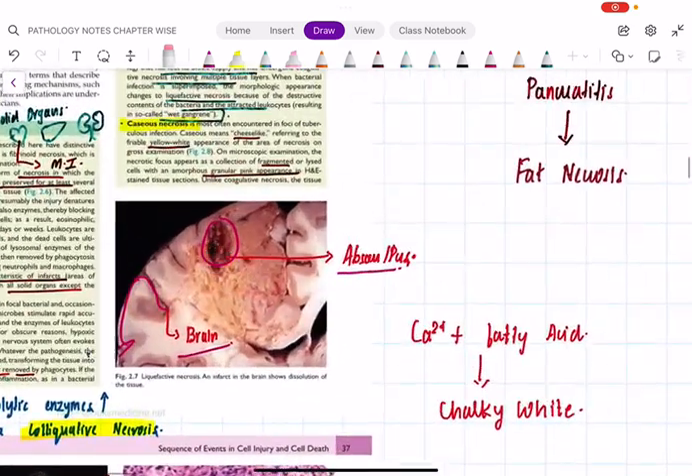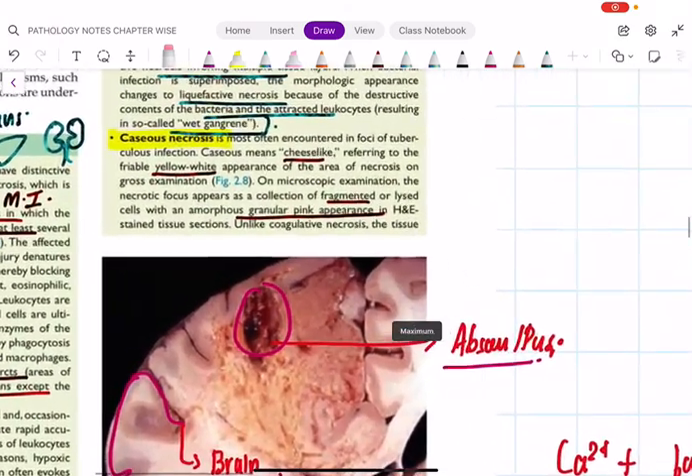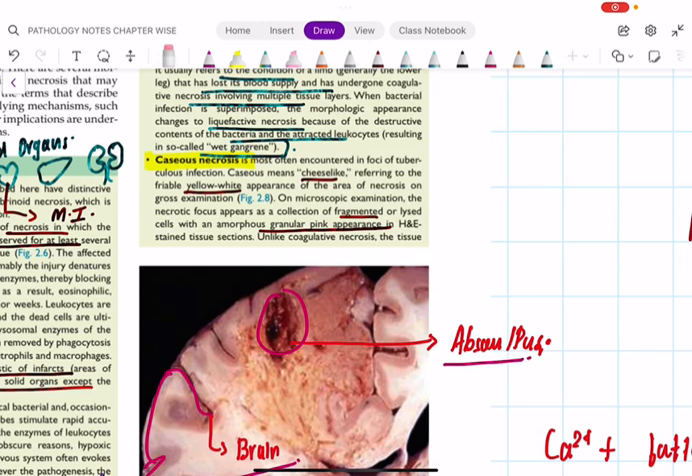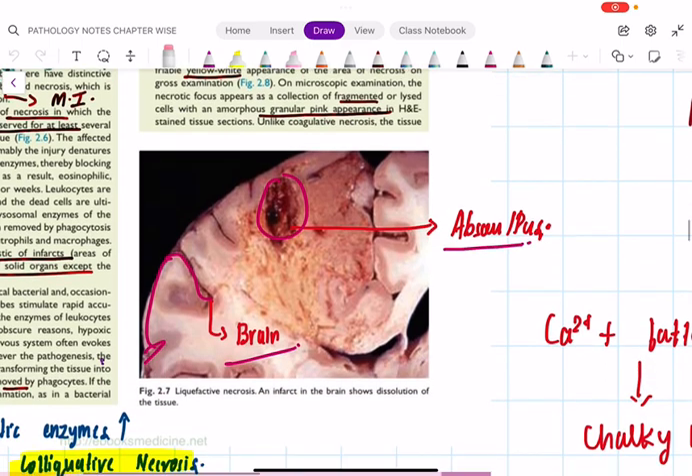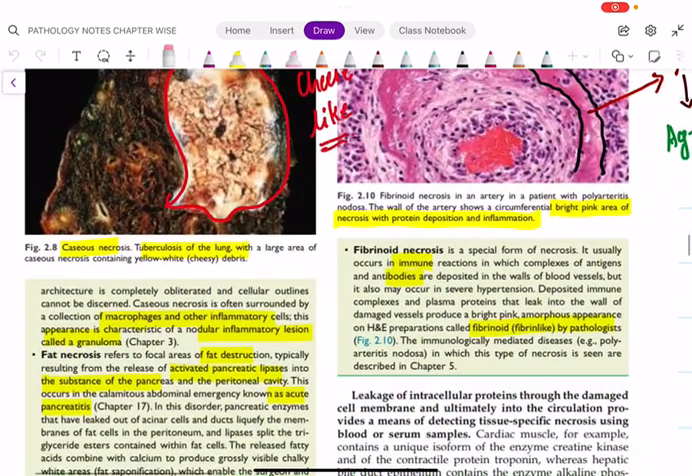Then coming to caseous necrosis. Caseous means cheese-like, or the yellow-white appearance on gross examination. Gross means what we are seeing with our naked eye; histopathology means under microscopy. On microscopic examination, we'll be seeing a granular pink appearance. We will see granulomas, which are clusters of macrophages. Only clusters of macrophages we call a granuloma.